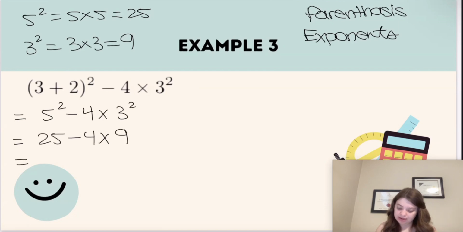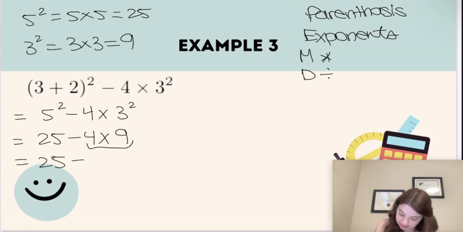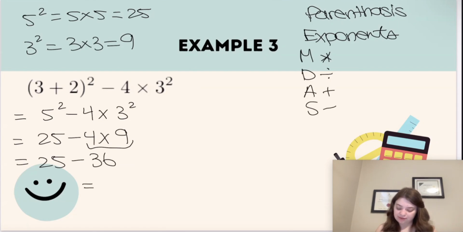Then our next part is to do multiplication and division. In this case, I don't see any division, but I do see multiplication of 4 times 9. So this will be 25 minus 4 times 9, which is 36. And then lastly, we'll be doing addition and subtraction, which is going to be 25 minus 36, which is negative 11. So this entire expression just simplifies to negative 11.